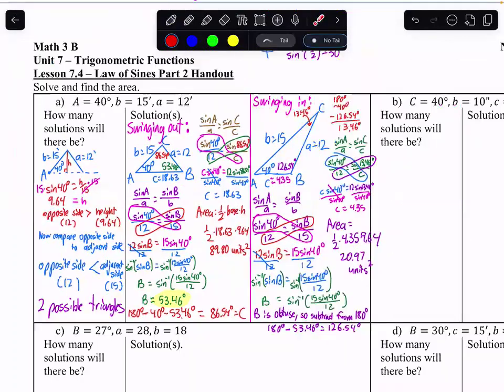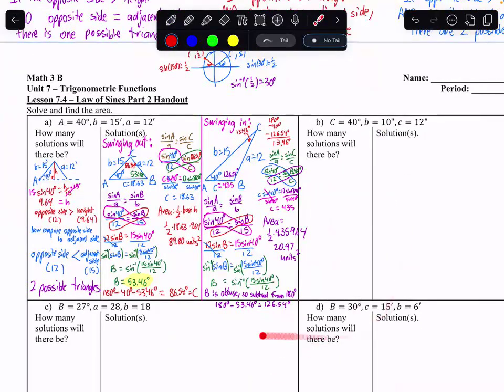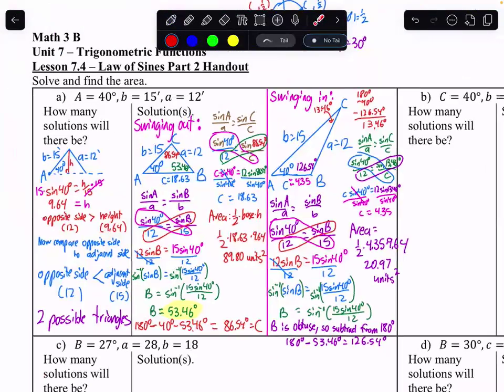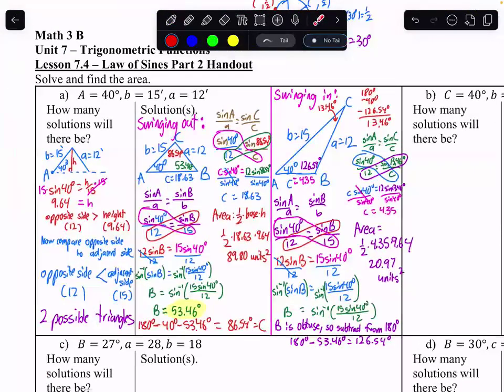Okay, so I'll just tell you, for these three problems, not all of them have two triangles. So you gotta go through the flow chart. Okay, so let's go ahead and give you guys some time to try it out. I'll be walking around if you need any help.